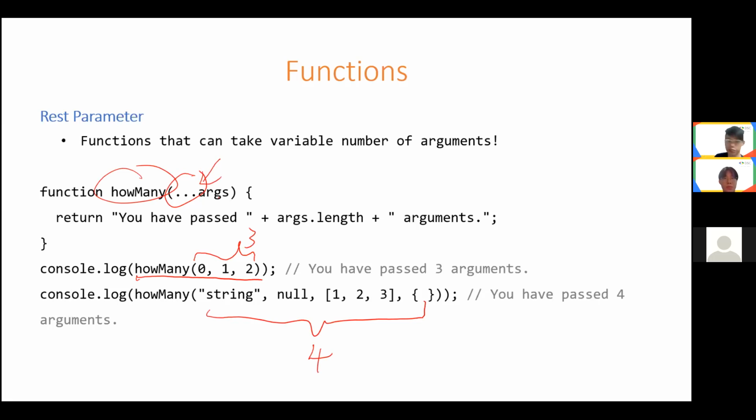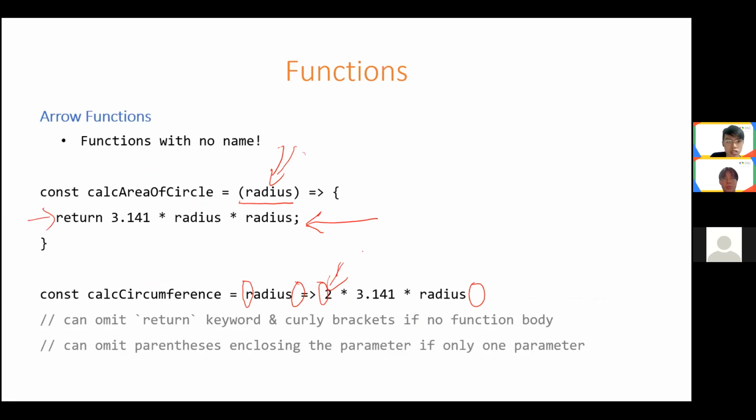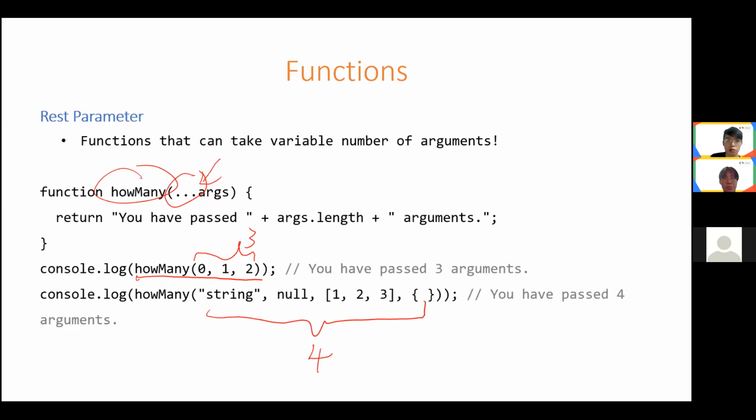Or 4 arguments, sorry. So you can see that the number of arguments I give it is variable. Previously, this only takes one argument. If you give it 2 arguments when a function only requires 1, JavaScript will give you an error. Whereas in a rest parameter, you can give it any number, and these values will be stored inside an array.